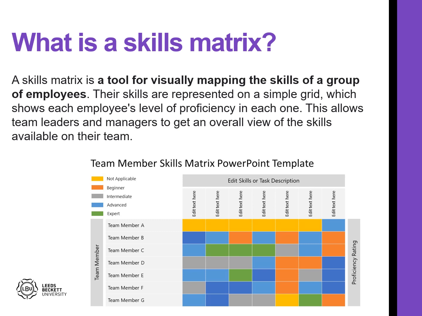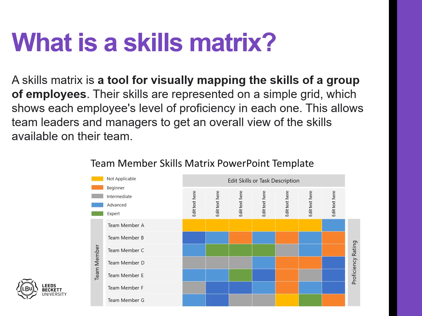A skills matrix is a tool for visually mapping the skills of a group of employees. Their skills are presented on a simple grid. It's quite easy to do. So you've got the diagram here with your team members A, B, C, D down the left-hand side, and the skills or the tasks and disciplines that your company requires. You can grade the staff from not applicable, because it might be their job doesn't put them into that situation, to the opposite end, which would be an expert.